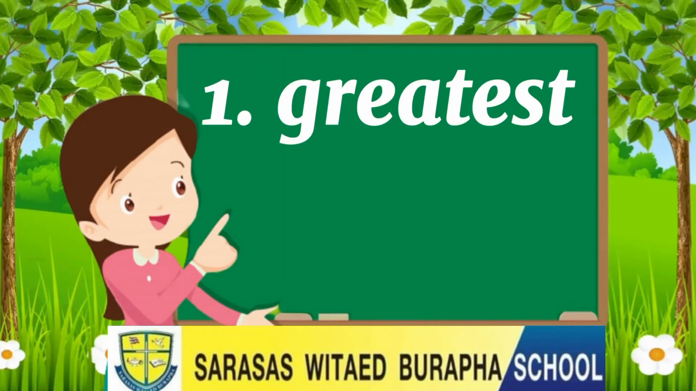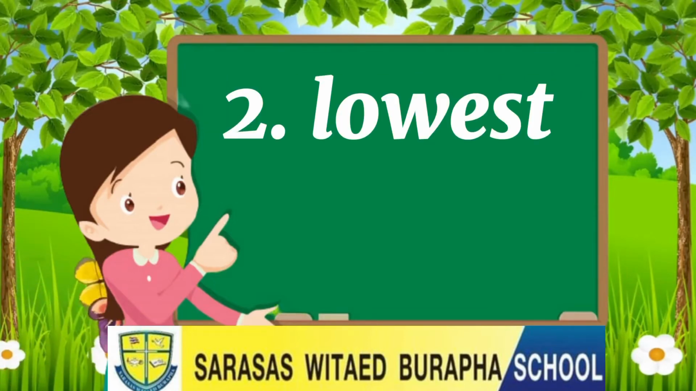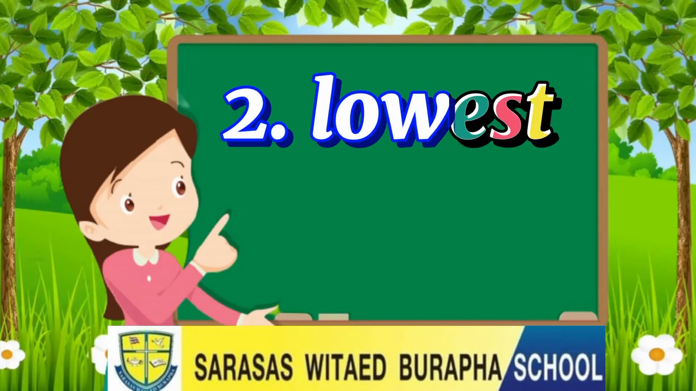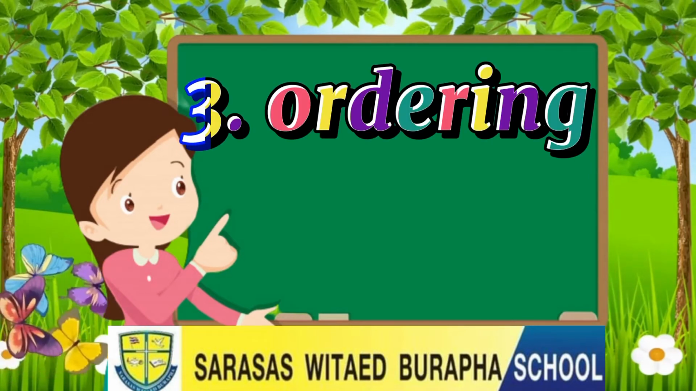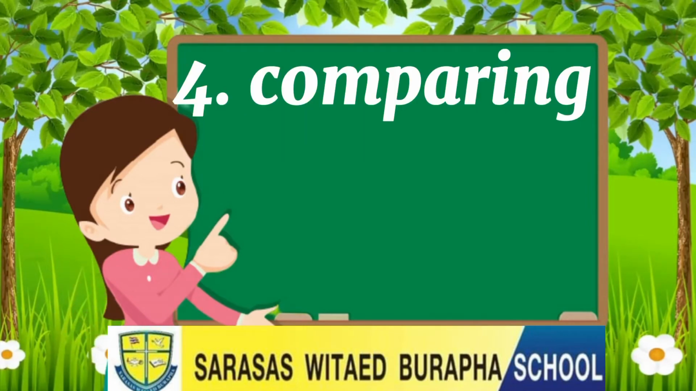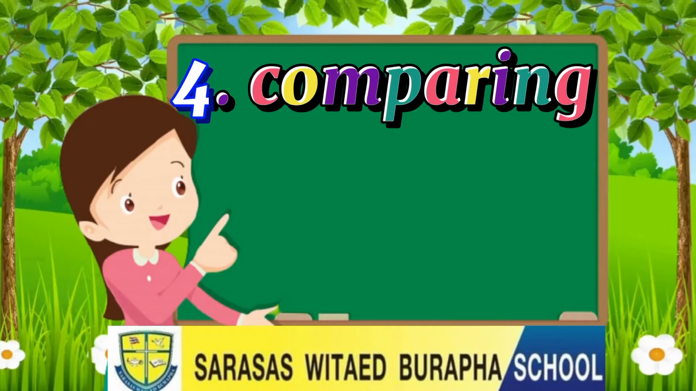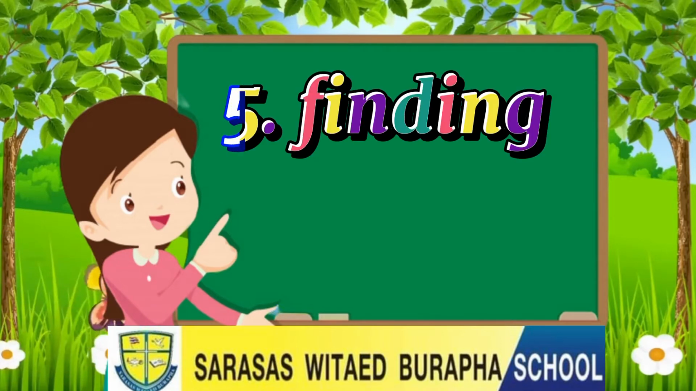Number 1, greatest. Number 2, lowest. Number 3, ordering. Number 4, comparing. Number 5, finding.